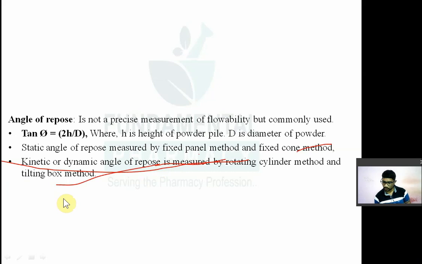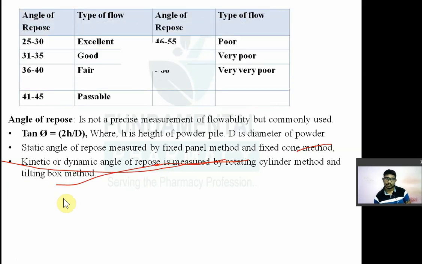Now we'll see the angle of repose and its plot. If the angle of repose of a powder is between 25 to 30, you can say the powder has excellent flow. If the powder has an angle of repose between 31 to 35, it is a good flow.